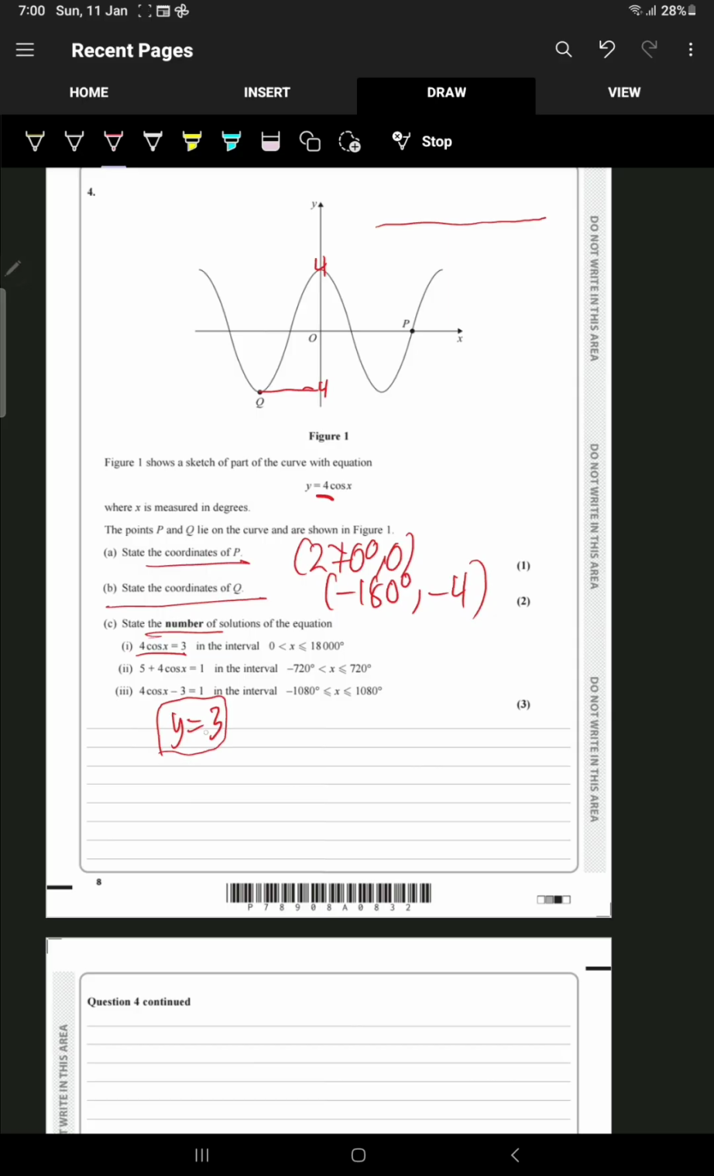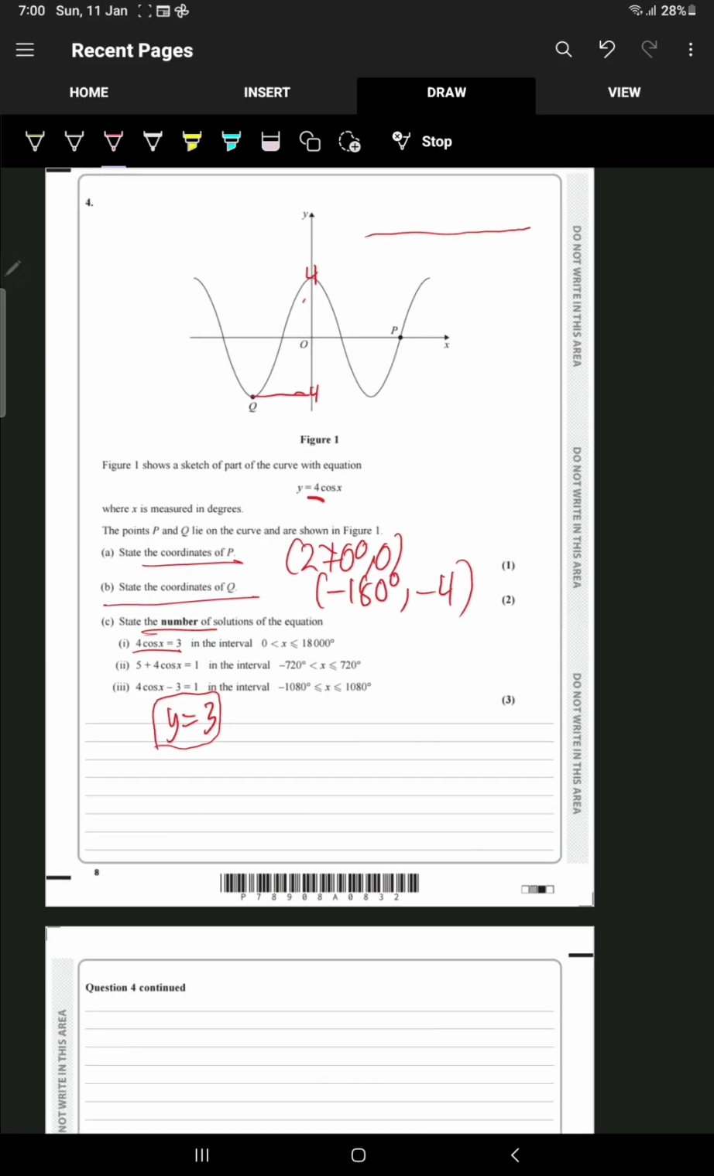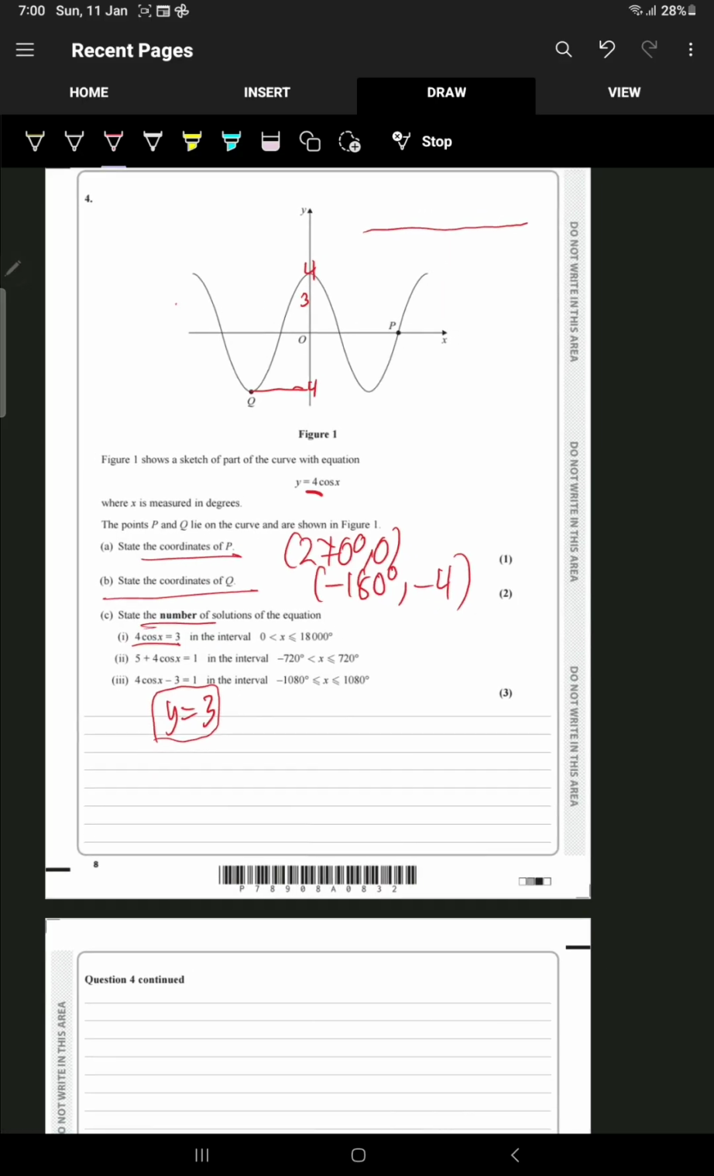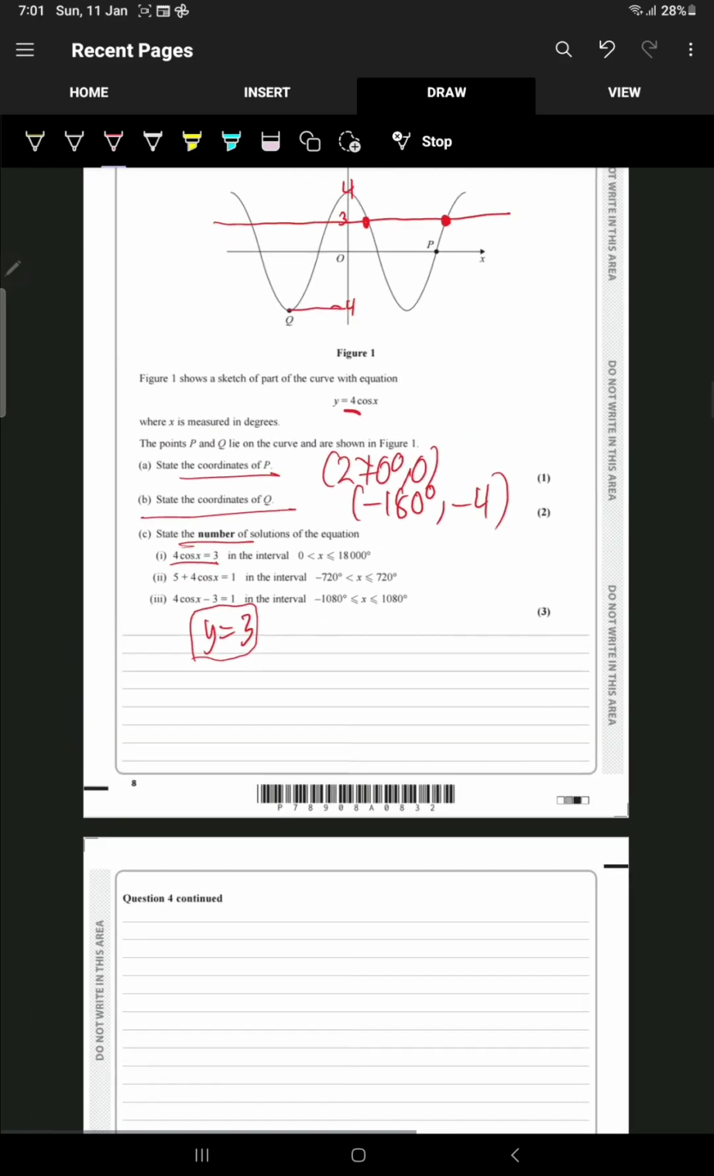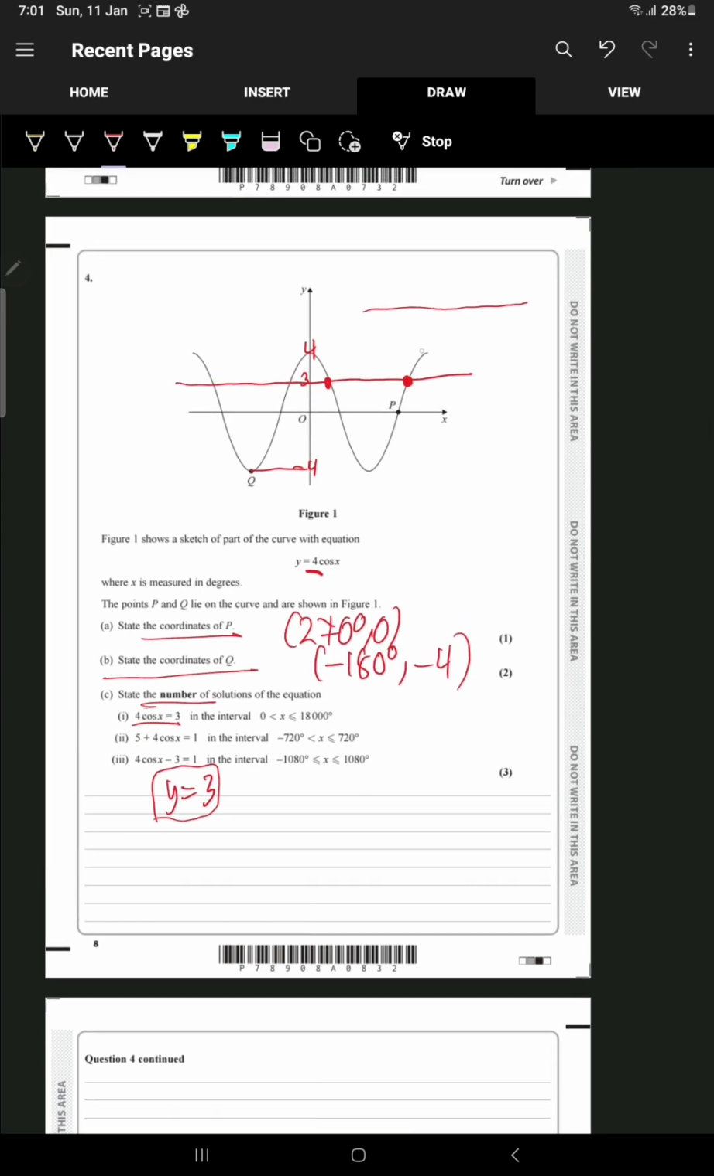So over here the y is equal to 3 line is going to be below 4, and we draw a line here. Now how many points of intersection are there? We have to state the number of solutions, so the number of solutions is basically the points of intersection. So here is 1 point of intersection, second point of intersection.